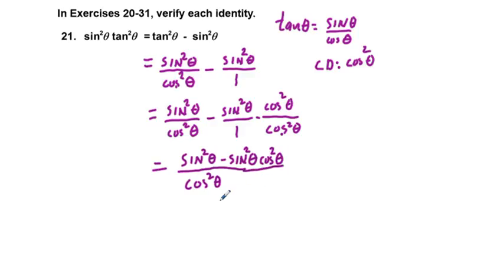Okay, so hope that's pretty understandable. And now we're going to factor out from the numerator sine squared theta minus sine squared theta cosine squared theta. We're going to factor out the common factor between those two, which is sine squared theta, and that's going to be times quantity 1 minus cosine squared theta, and that all over cosine squared theta.